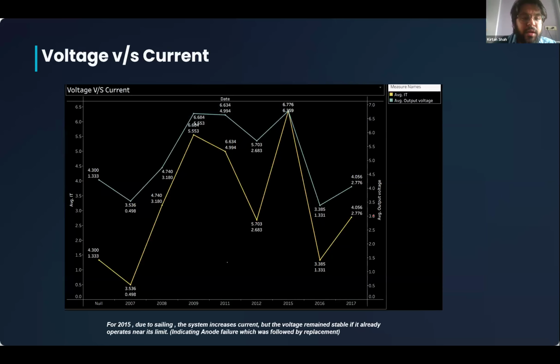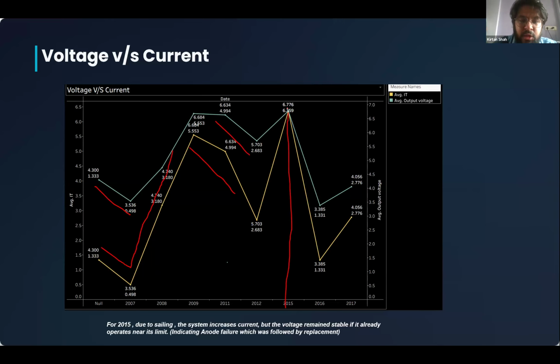So moving to the data analysis, this is voltage versus current. As we know by Ohm's law, voltage and current are directly proportional to each other. So as we can see, both current and voltage are following the same path as each other. But in 2015, as you can see, the current and voltage are meeting at the same point.